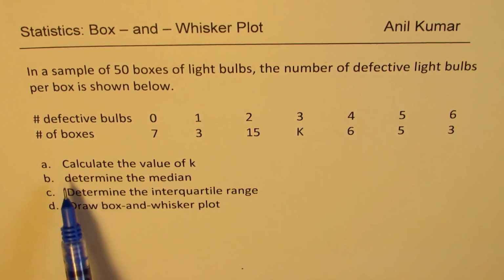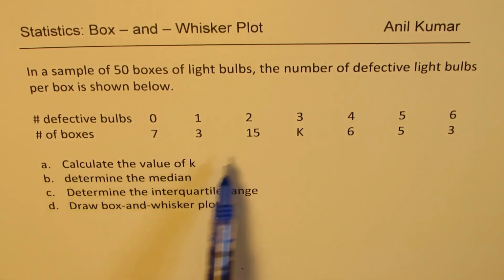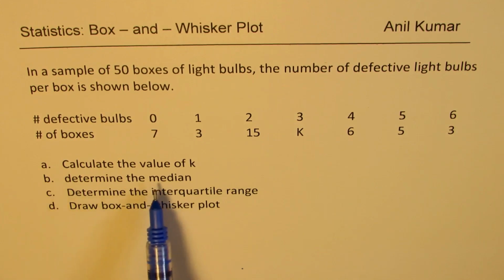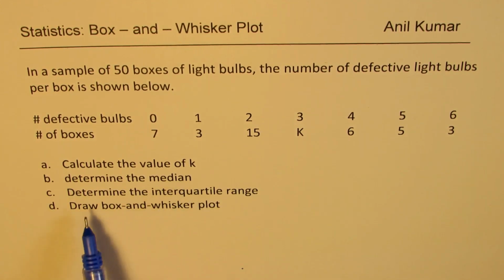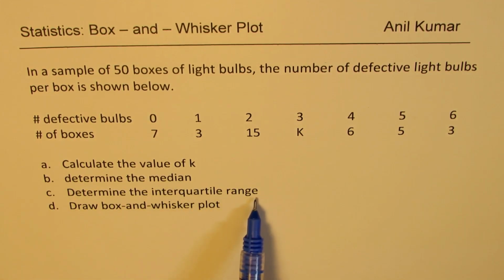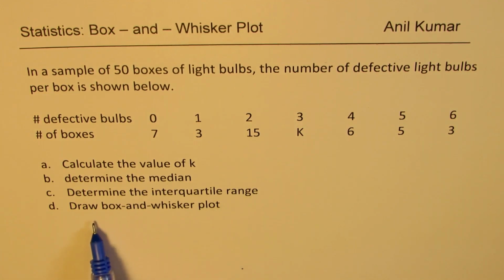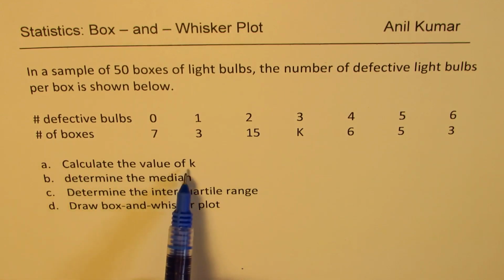Okay. Now what do you need to figure out? 1. The value of K itself. Determine the median, which is Q2. Determine interquartile range, that means both Q1 and Q3, and then draw box and whisker plot. So you can actually pause the video, answer this question, and then look into my suggestions. So let's begin with the very first one.